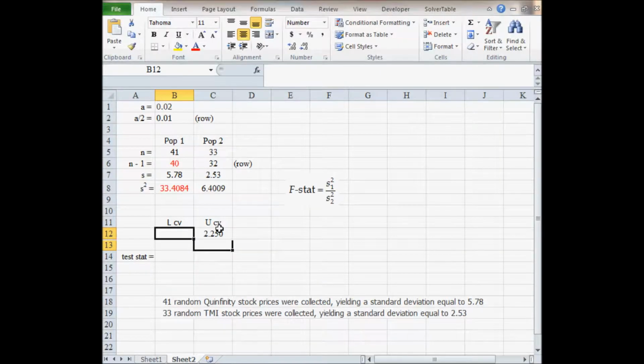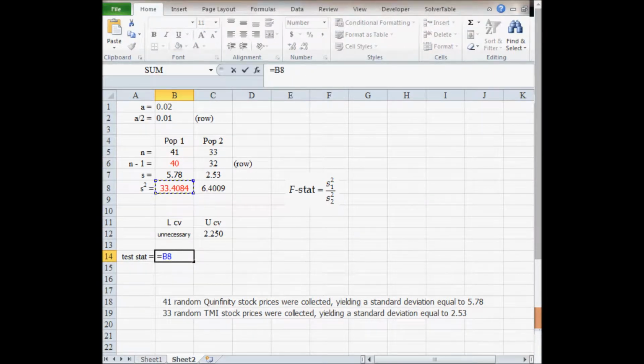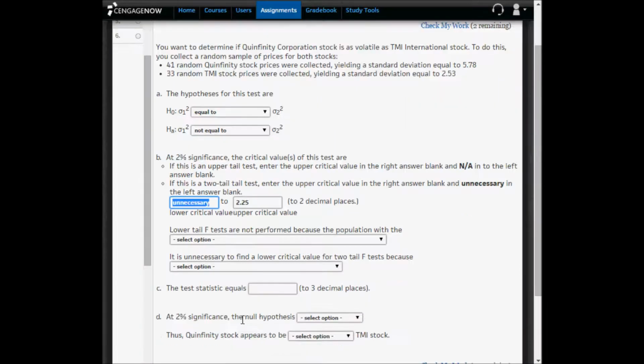There is a lower critical value, but because we define F stat as the ratio of the big variance divided by the small variance, F stat can't be less than 1. So there's no point in getting this lower critical value. Now the F stat is pretty simple. It's just the ratio of the big variance divided by the small variance. And I'm going to copy that and paste that into CengageNOW right here. We only need 3 decimal places, so I'm going to chop off the 3.